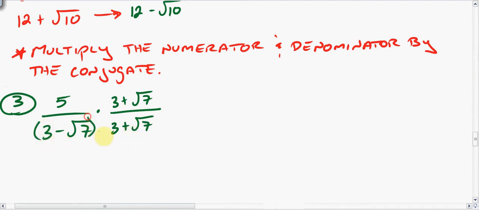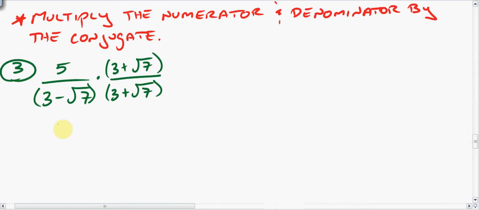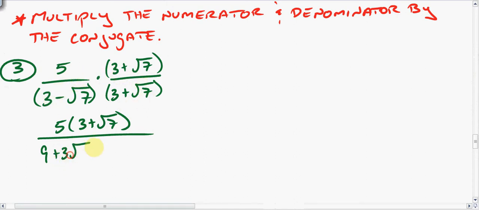So now, the next step is going to be to FOIL the denominator. So I'm going to multiply 5 times 3 plus the square root of 7, and I'm not going to distribute the numerator yet. I like to leave this till the end, just in case it can get simplified. And here I'm going to FOIL the denominator. So 3 times 3 is 9. 3 times the square root of 7 is 3 root 7.